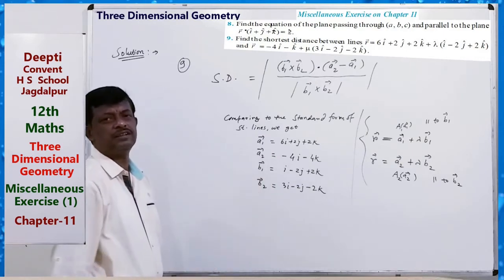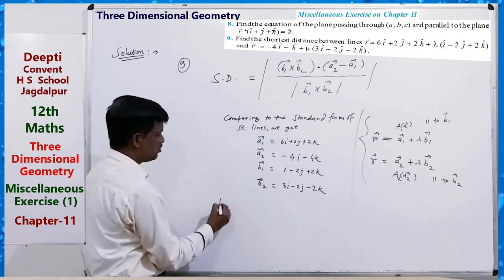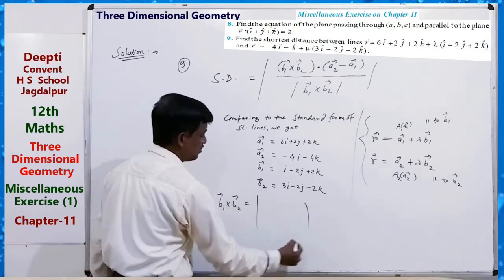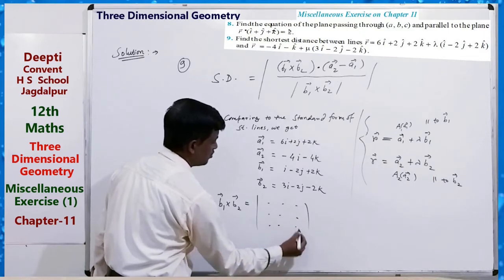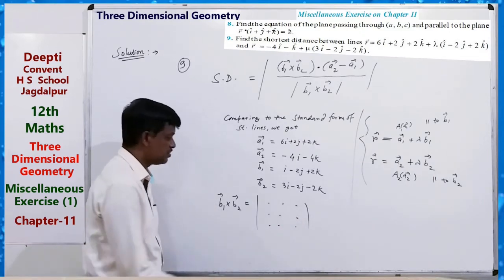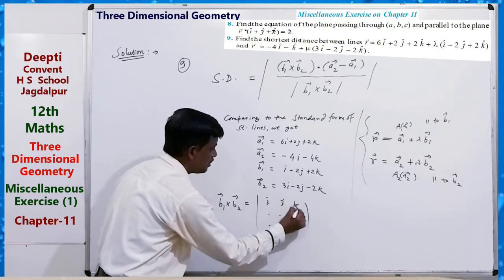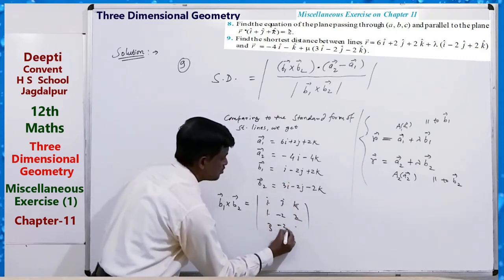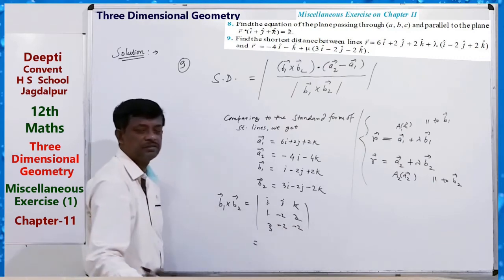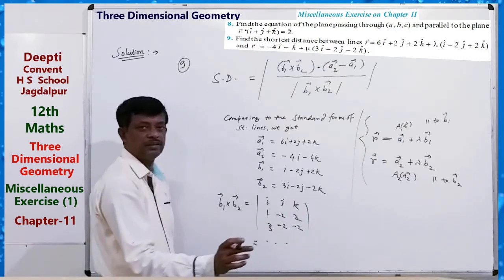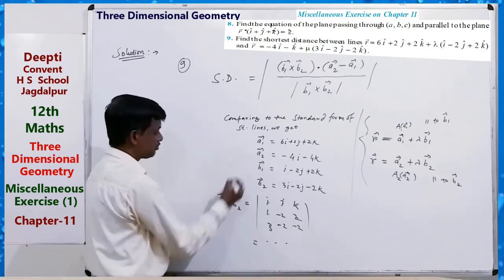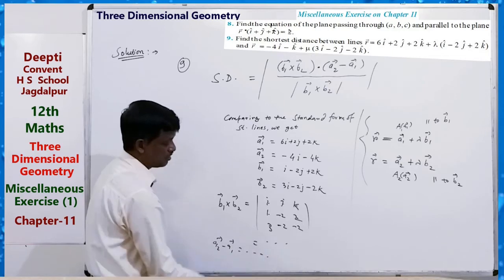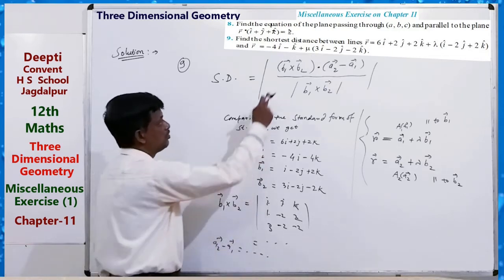Now find the value of b1 cross b2 by taking the determinant. Simple: i, j, k, 1 minus 2, 2, and 3 minus 2, minus 2. You can solve it and get a vector. And also you can find a2 minus a1 as a vector. Just take its dot product, then you can get the value of this.